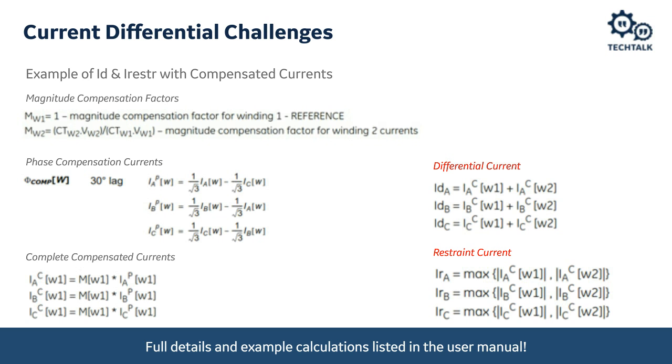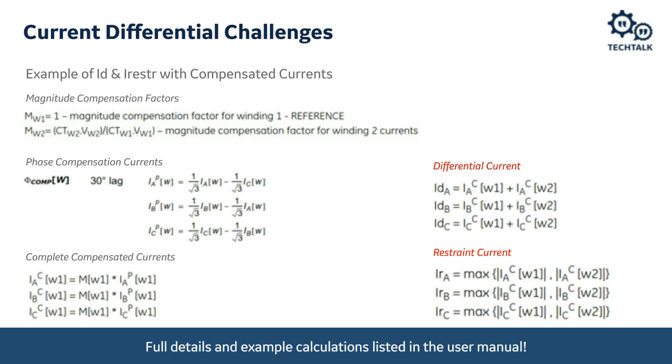These compensated currents are in reality what we actually use when we calculate the differential and the restraint currents that we looked at earlier. So you see this to the right, shown per phase. For the differential currents, we would still add our CT measurement error margin and then still add the winding currents, but the currents that we'd use are the phase and magnitude compensated values. Same idea for the restraint current. It's still whichever is the maximum current, just incorporating the compensated values.